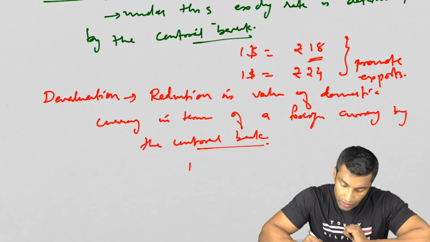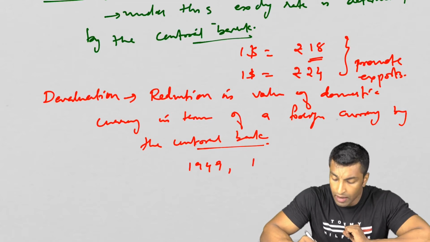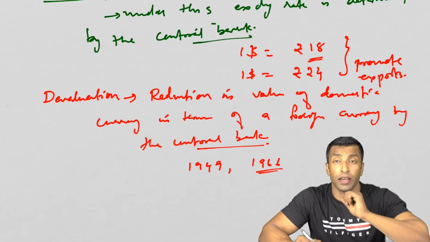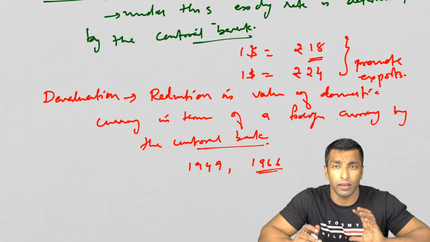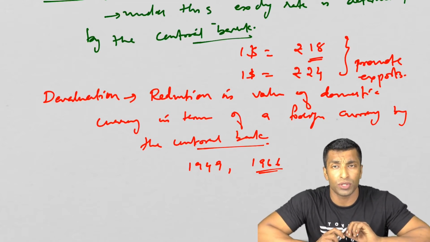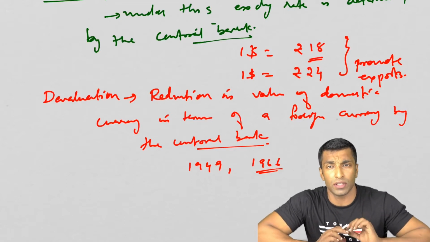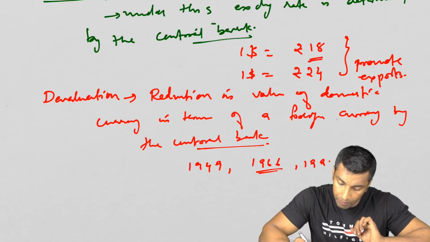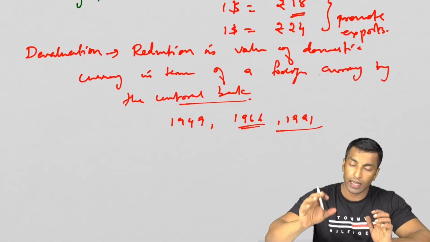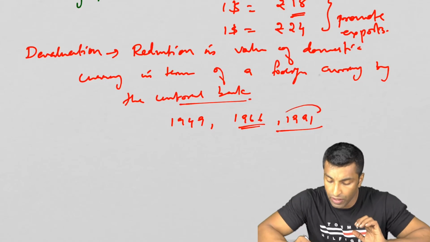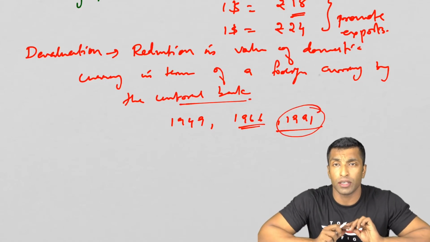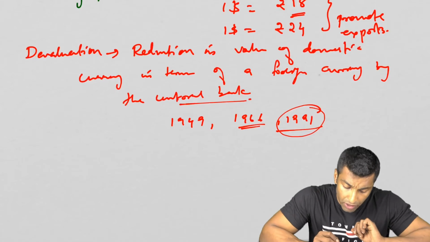So one was in 1949, then 1966, when we were facing acute shortage of food, famine, and even a plan holiday was also announced during this time. If you remember, all these things we have discussed. And then in 1991. Okay, so these are 3 times we have done devaluation, and here we have done it as per the Washington consensus. Okay, so what about revaluation?